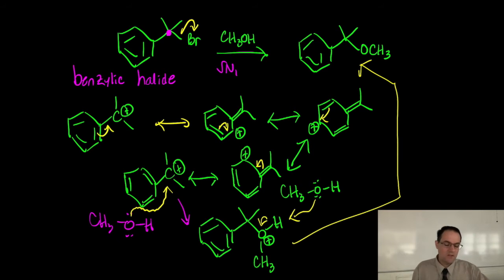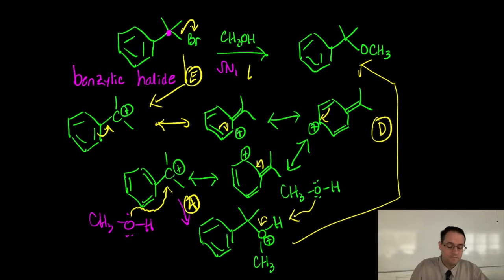Okay, so the first step is going to be the elimination step. Okay. From the starting material to all of these resonance stabilized carbocations, that's the elimination step. This step here, we have methanol as our nucleophile attacking, and then this last step, we have deprotonation. So it's just an SN1 reaction, it's EAD for short, okay?